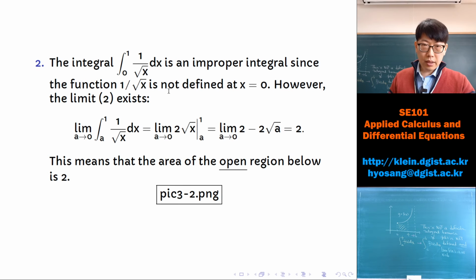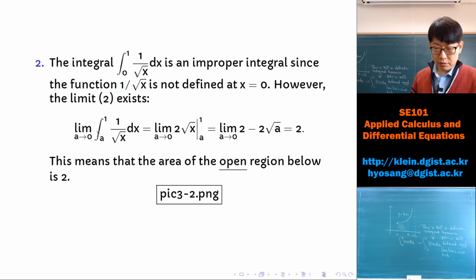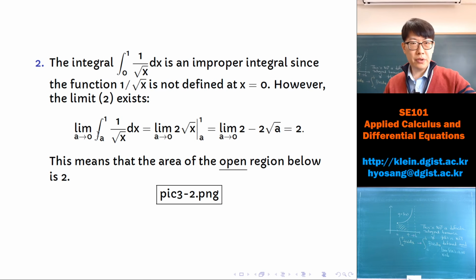And also, let's look at the improper integral of 1 over square root of x from 0 to 1, not 1 to infinity. Now, this type of function is not defined at 0. Simply, you cannot plug 0 in the denominator.